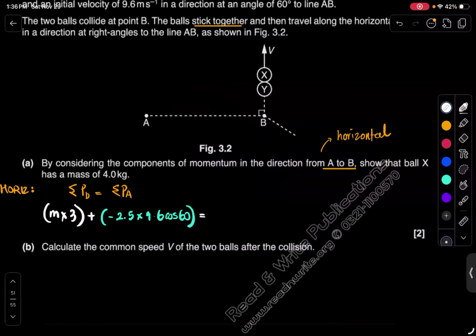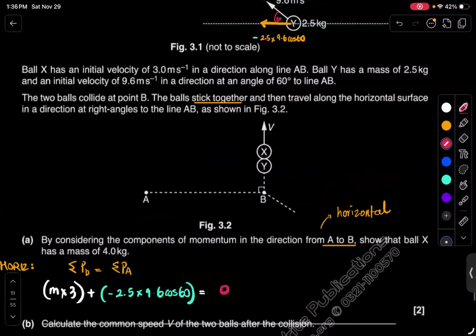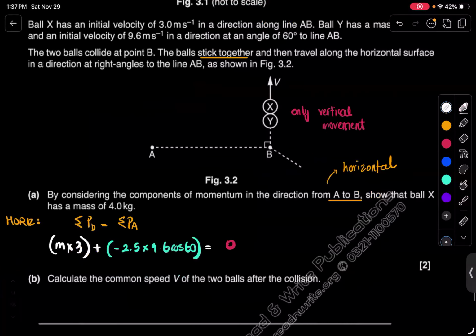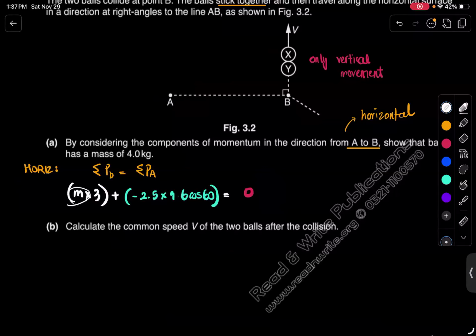And then what is the horizontal momentum after collision? It's zero. Why? Because this has only moving vertically, only vertical movement. And if it's only moving vertically, that means horizontally, the momentum would be zero. Okay. Now, can you substitute M?